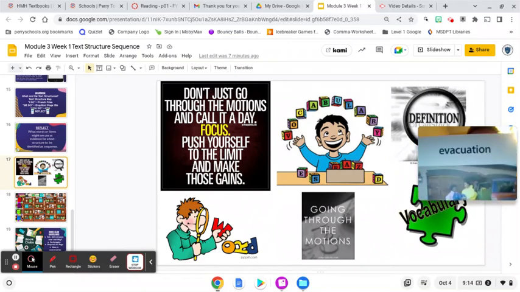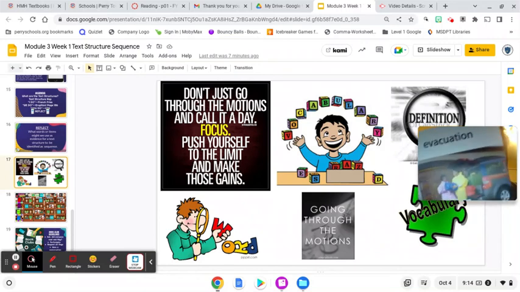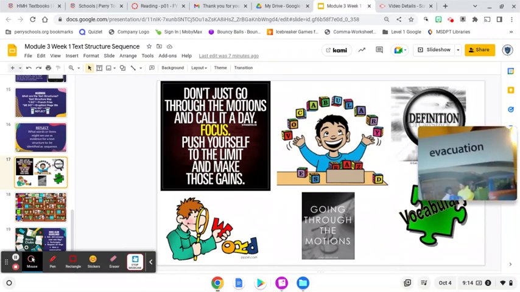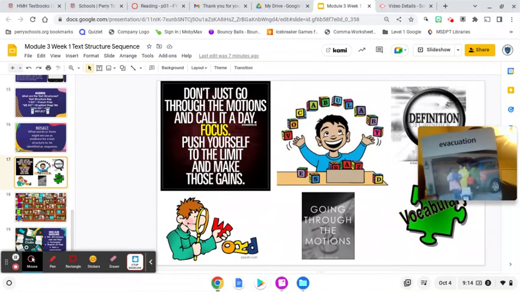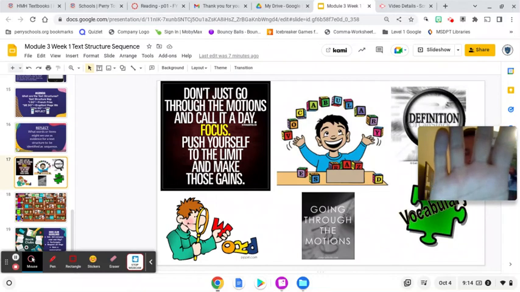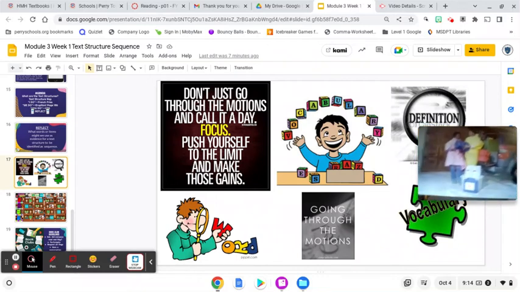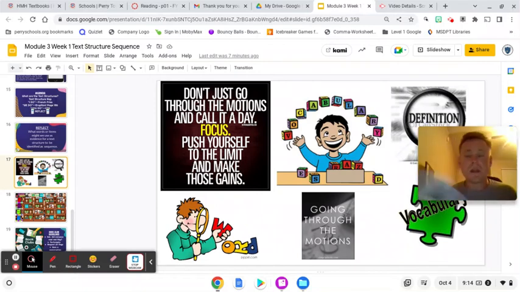Teach it. Evacuation means to move away from a dangerous area. Give me five.